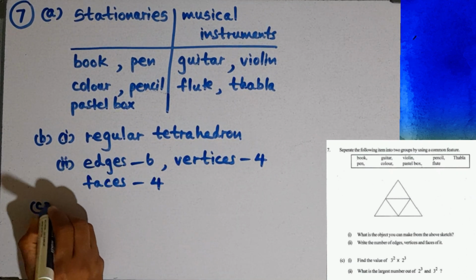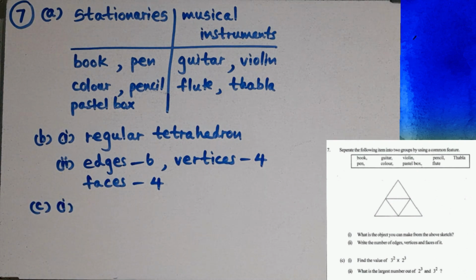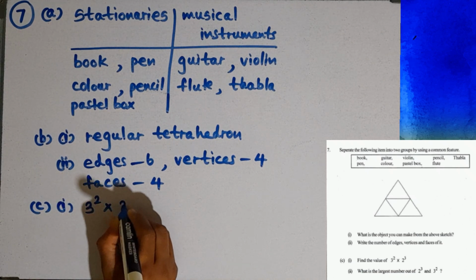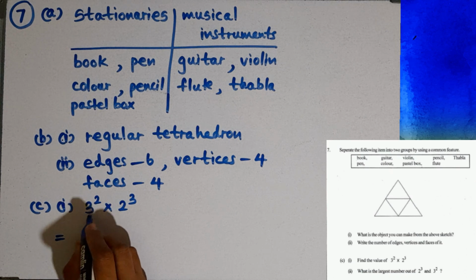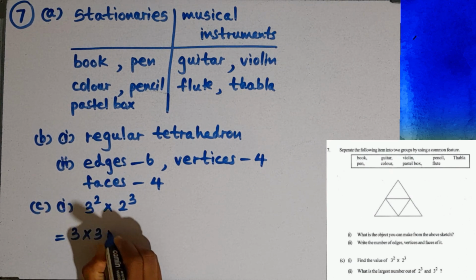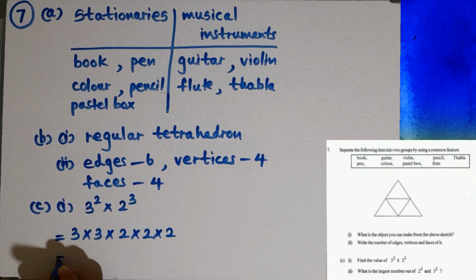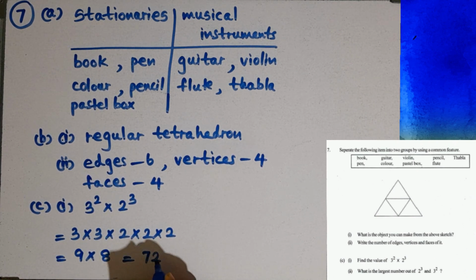Then C part, first question, find the value of 3 to the power 2 into 2 to the power 3. If I expand this one, 3 to the power 2 is 3 multiplied by 3, then 2 to the power 3 is 2 multiplied by 2 multiplied by 2. Here 9 and 8, 9 into 8, the answer is 72.